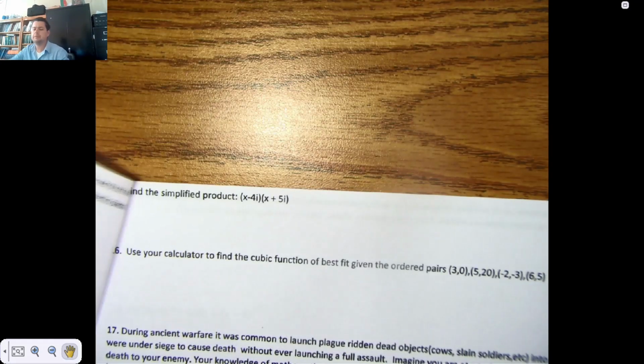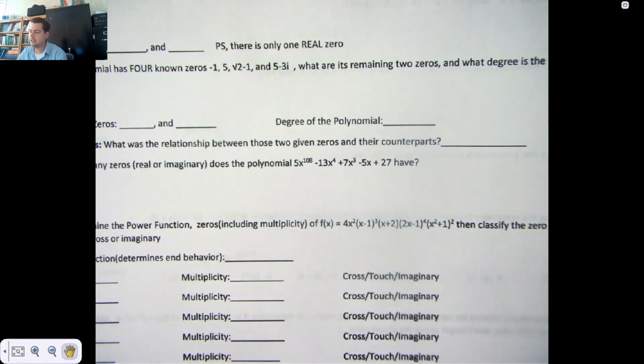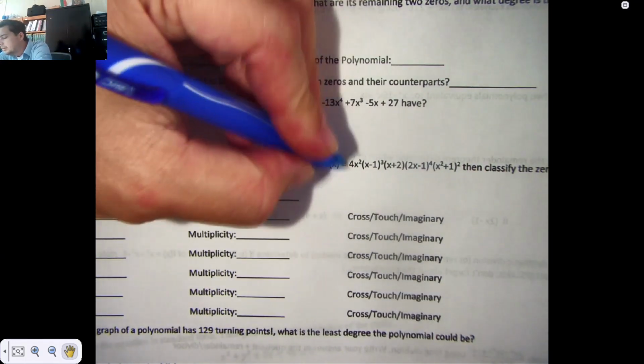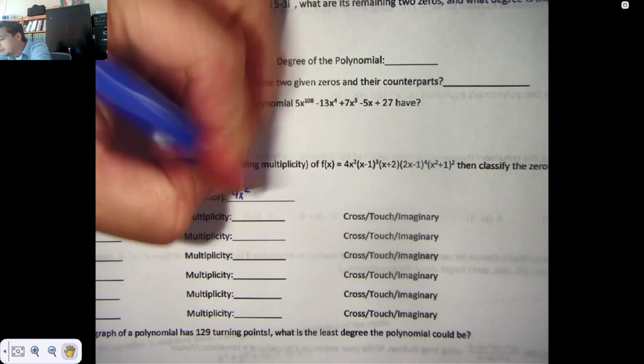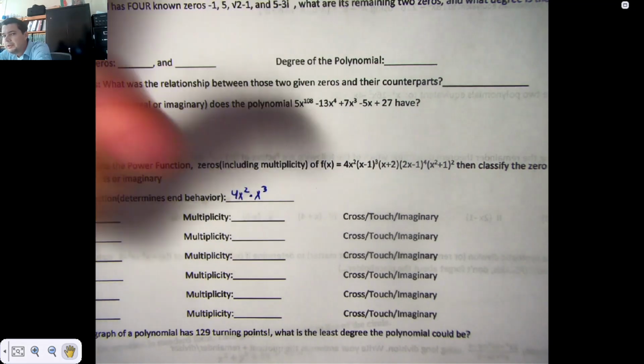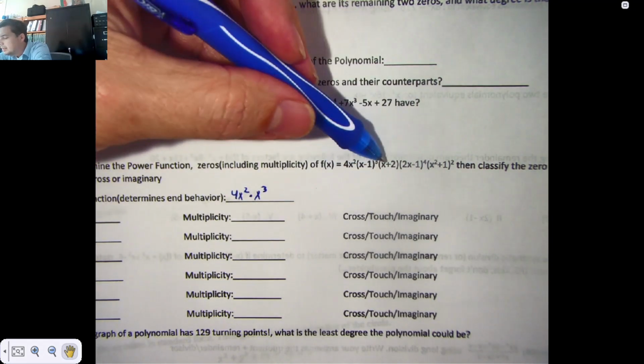All right, the other thing I did is apparently in number 12, I left a factor off when I was doing this one. So I'm just going to redo number 12 because it ain't going to hurt you to see it twice. The power function, which determines the end behavior, is going to get this 4x squared. It's going to get an x cubed from here. And don't worry, your test won't be this bad. It's going to get an x from here.